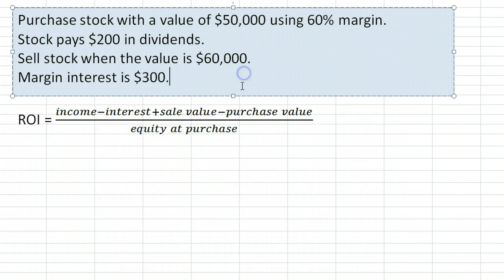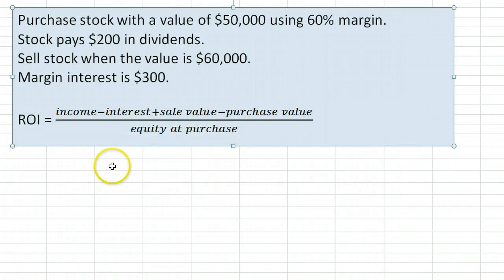We find that using the formula I have hidden from you. Now, this equation may look a little complicated, but if you break it down, it's easier. ROI, return on investment, is equal to, well, what are the things coming into us? The things coming into us are the income that we earn, which in this case means the dividends, $200. What's also coming into us is the sale value of the stock, $60,000. What is going away from us is the interest we have to pay, $300, and the purchase value, $50,000.